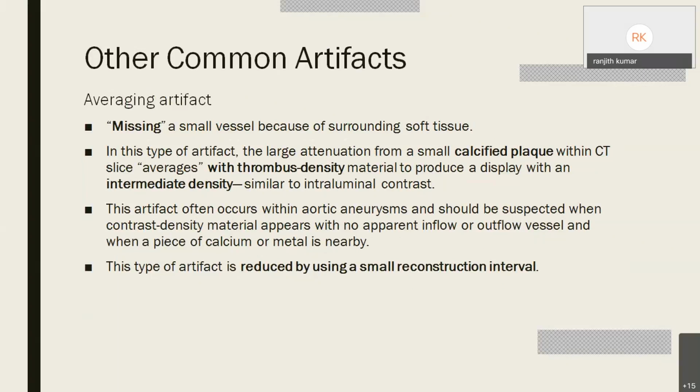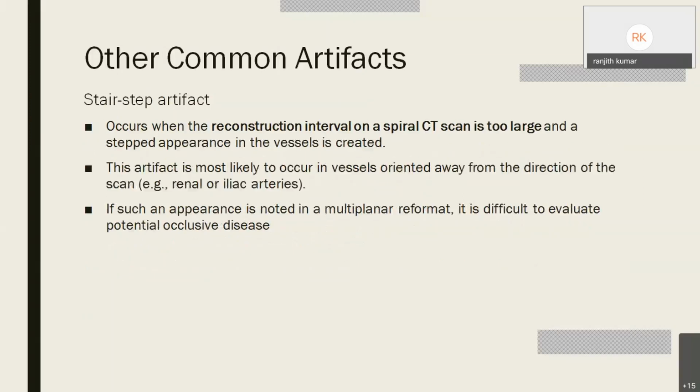The other interesting artifact is the averaging artifact. Here, if there is a calcified plaque and an adjacent thrombus, an intermediate density is produced between the thrombus and the calcified plaque, and it presents as intraluminal contrast, even though there is no flow, but it shows as if there is flow in the vessel.